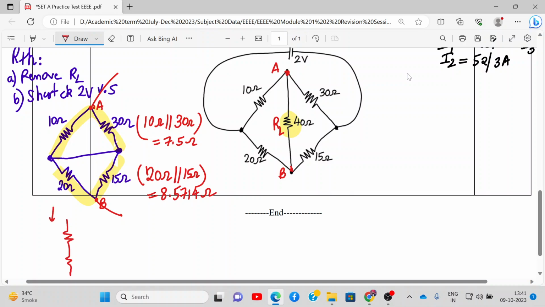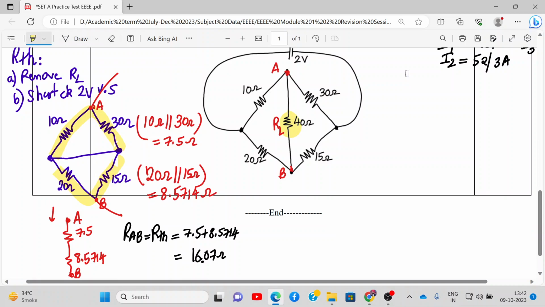Now let me redraw the network over here. So we have two resistances between points A and B. This is 7.5, and this is 8.5714. If you see carefully, these two resistances are in series. So what will be RAB or RTH? RTH is equal to 7.5 plus 8.5714, and that comes out to be 16.07 ohms. Okay, so that is my value of RTH, Thevenin's resistance.